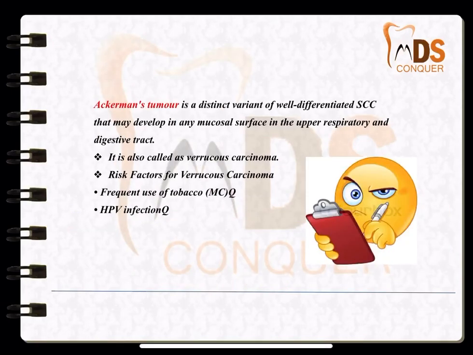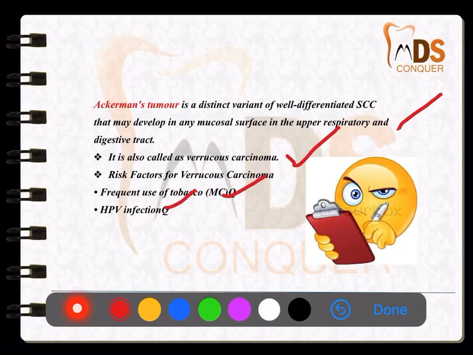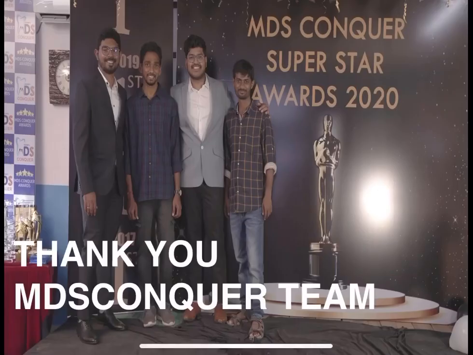Coming to the last, it is Ackerman's tumor, which is a variant of well differentiated squamous cell carcinoma. Okay, that can develop in any mucosal surface of the upper respiratory and digestive tract. It is also called verrucous carcinoma, and the risk factors include frequent use of tobacco and HPV infection. So Ackerman's tumor is nothing but a verrucous carcinoma, especially in the upper respiratory and the digestive tract. Okay, so far it is simple.